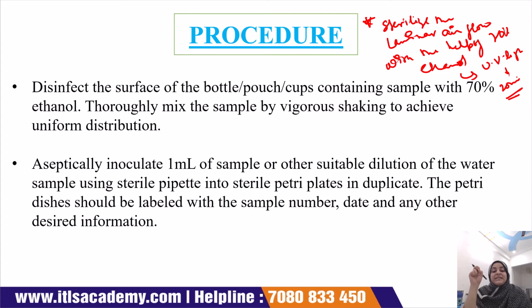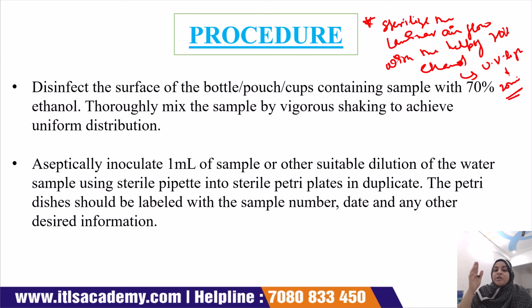Then we mix the sample by vigorous shaking, so that we achieve a uniform distribution. After that, with the help of a micropipette, the sample should be transferred aseptically. Now what we have to do, we perform serial dilution.